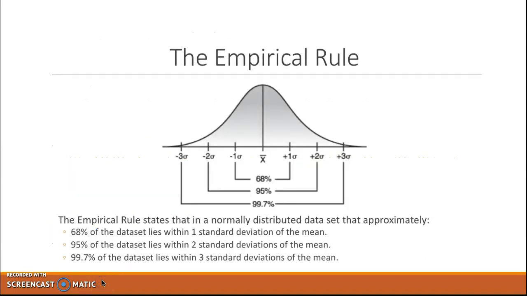We've already learned about normal distributions and how the mean and the standard deviation define the center and spread, but the empirical rule is going to take that further. It says that in a normally distributed data set, approximately 68% of the data lies from one standard deviation above to one standard deviation below. 95% runs from two standard deviations above to two standard deviations below. And 99.7%, or almost all, is within three standard deviations.